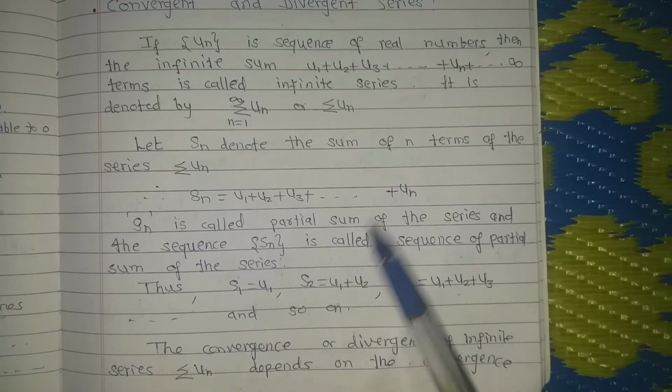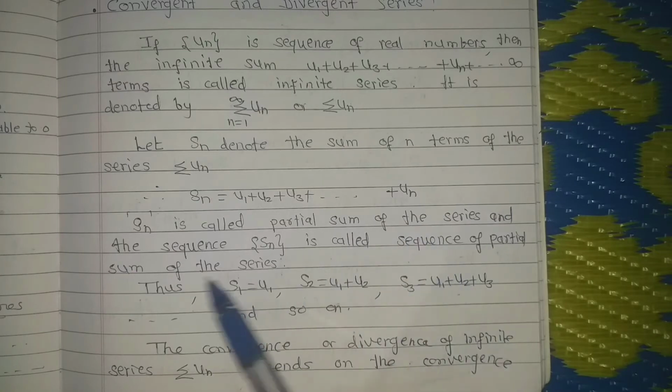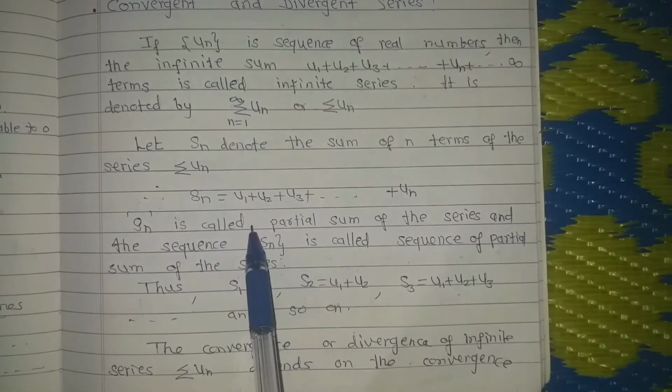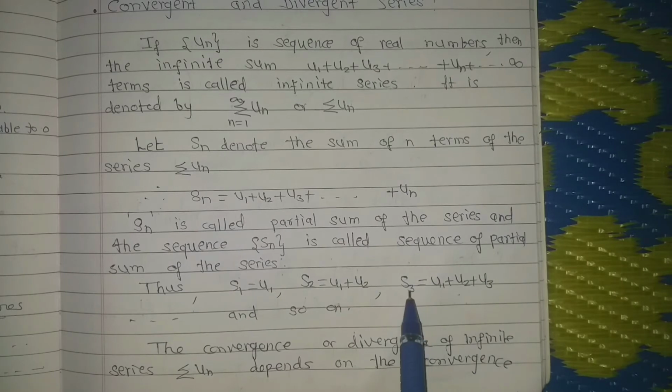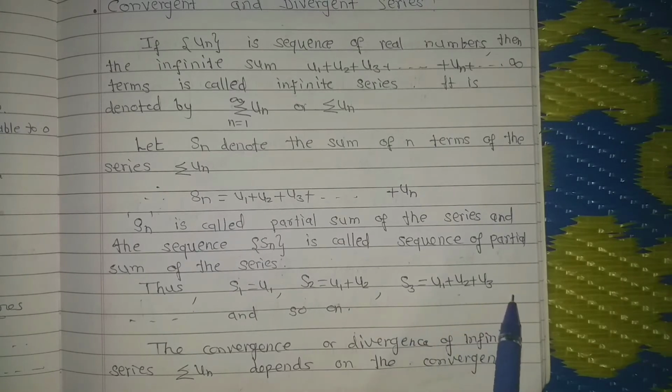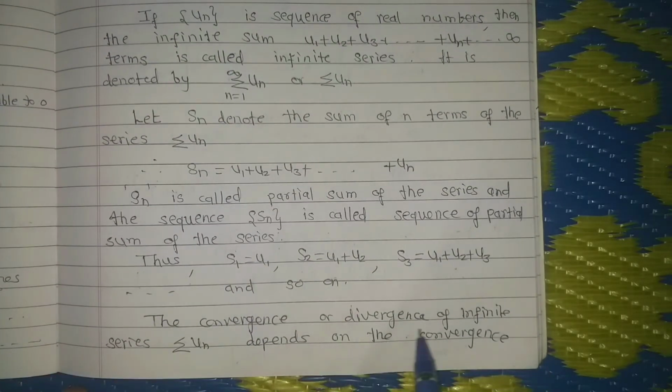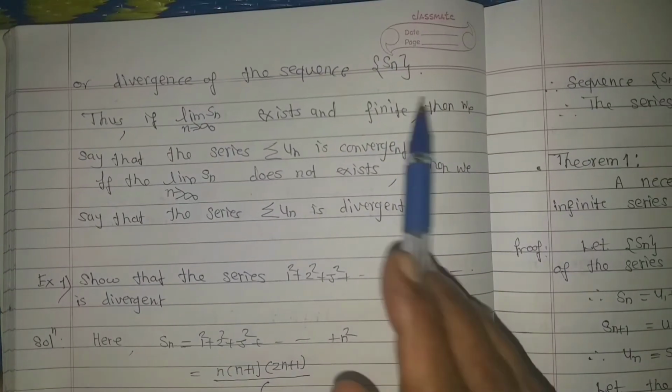Sn is called the partial sum of the series, and the sequence Sn is called the sequence of partial sums of the series. Thus, S1 equal to u1, S2 equal to u1 plus u2, and S3 equal to u1 plus u2 plus u3, and so on. The convergence or divergence of the infinite series summation of un depends on the convergence and divergence of the sequence Sn.